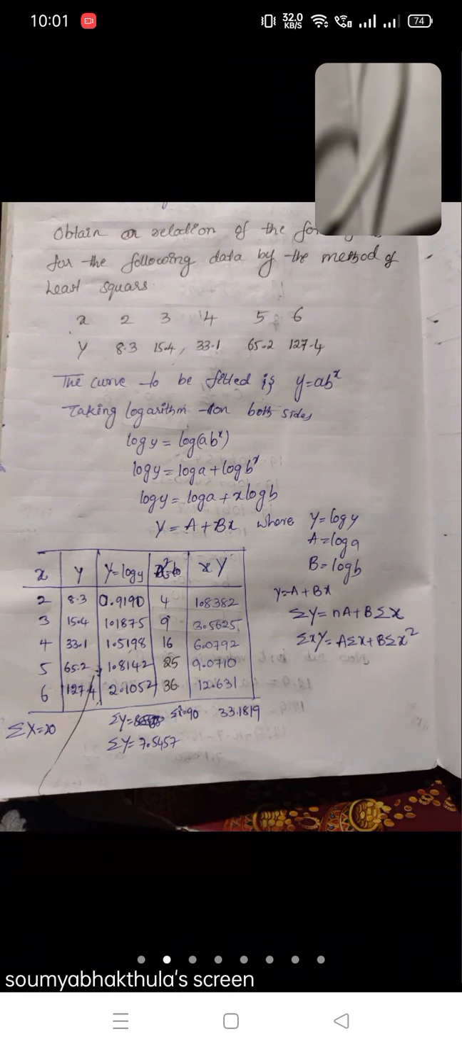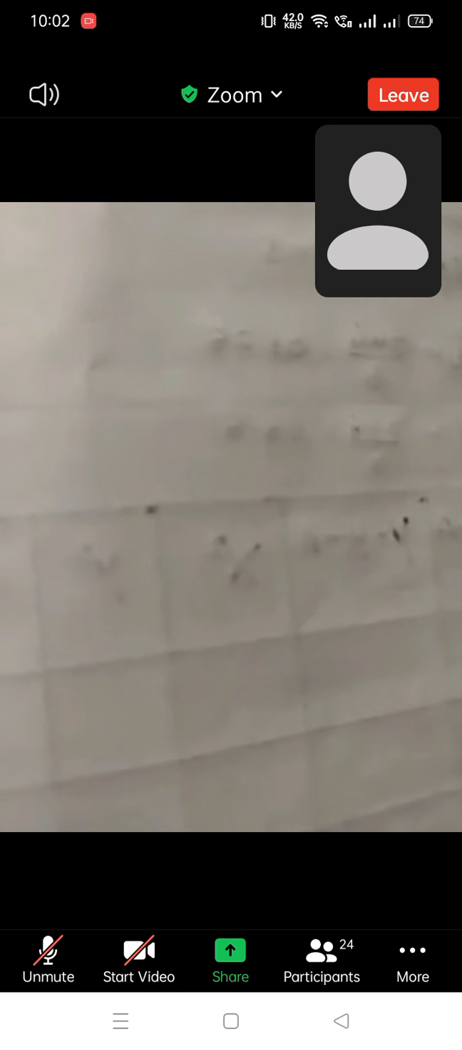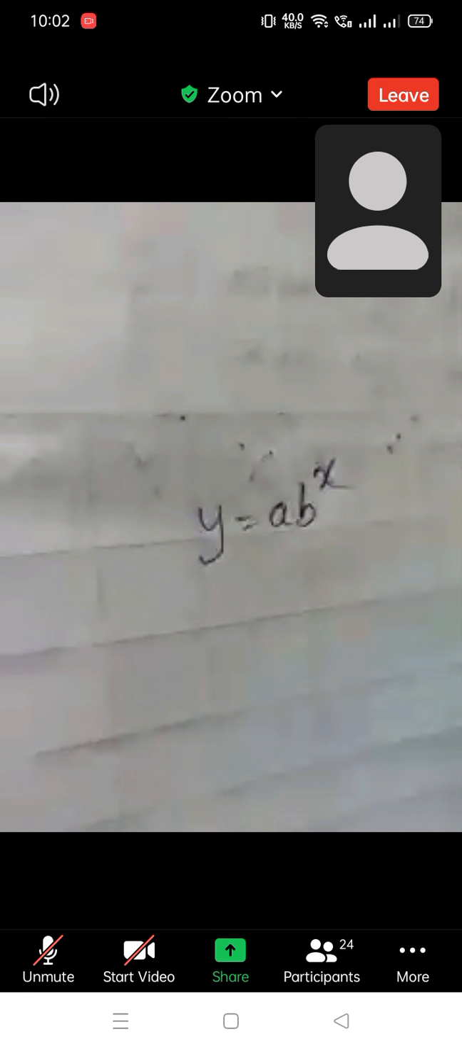Okay, next question. Obtain a relation of the form y is equal to ab power x for the following data by the method of least squares. So here the question is you have to get the equation in the form of y is equal to ab power x. So for this you have to take y equals ab power x as the equation.